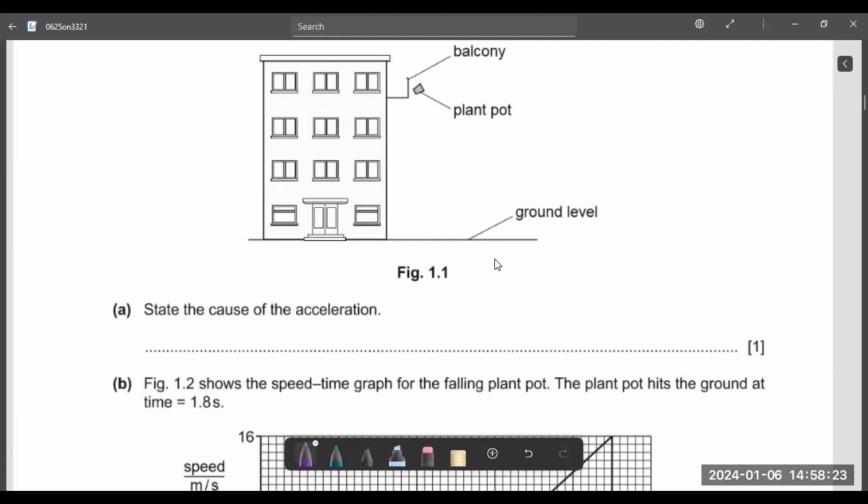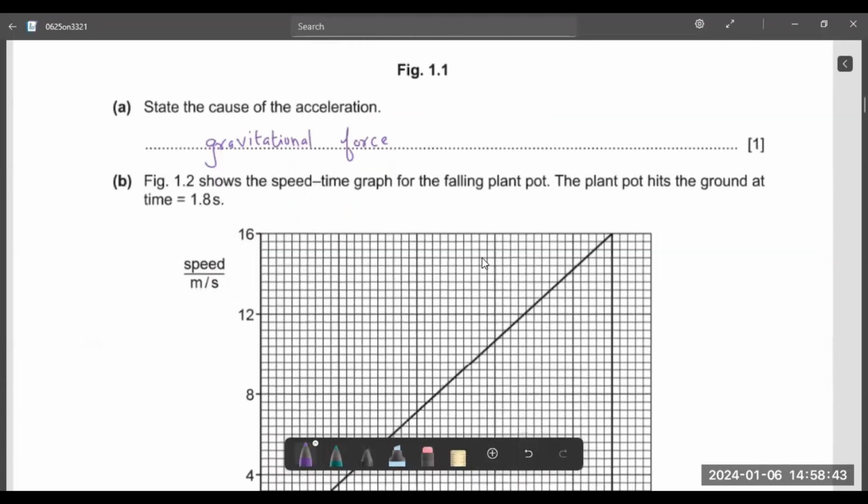So the answer is: the cause of acceleration is gravitational force, or we can call it the weight of the pot, and it is acting downwards. So the main cause is the gravitational force.